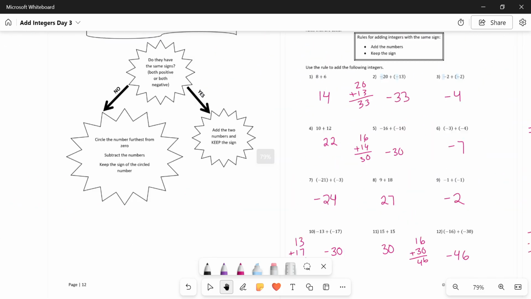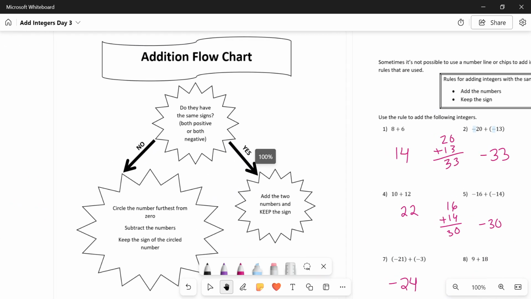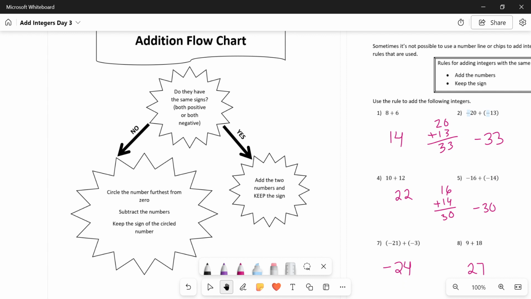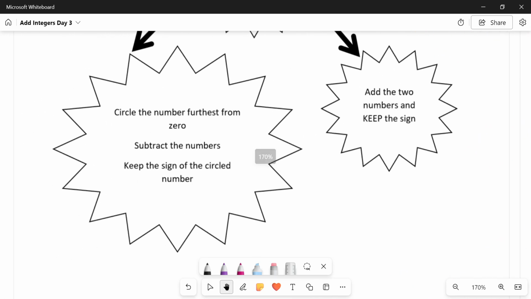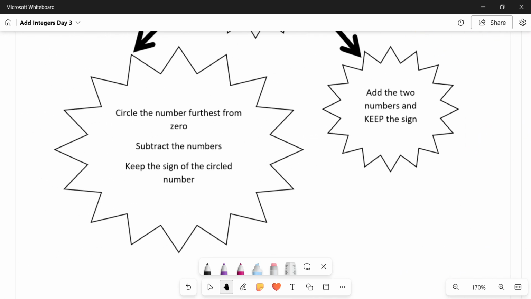Again, I want to reference this little flow chart right here. It'll help you to distinguish between the rules. If they're the same sign, we're going to add and keep the sign. And if they're different signs, we actually subtract and keep the sign of the larger absolute value. So you can follow that process to help you out.